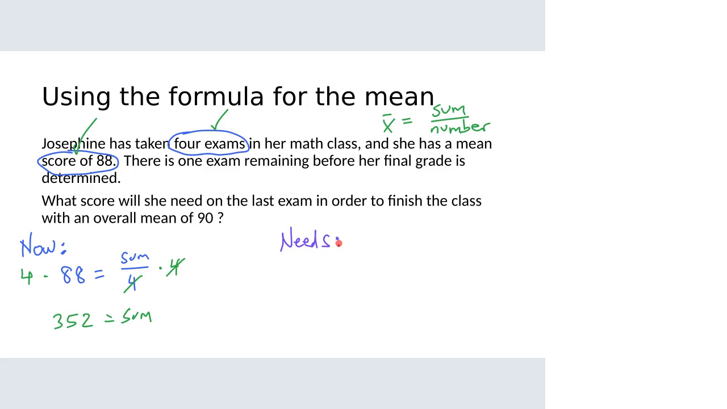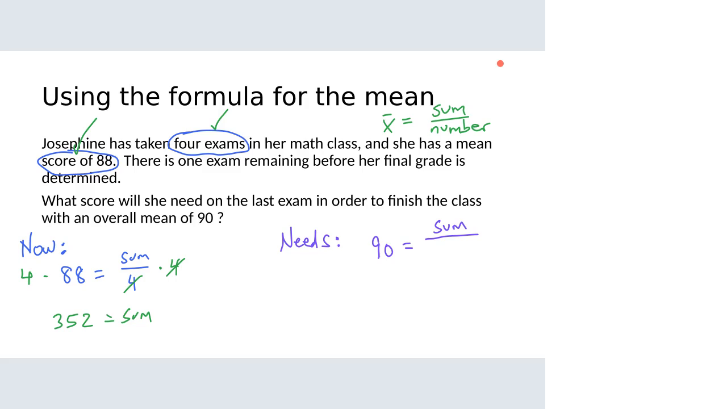Well, she wants to have a mean of 90. So we're going to put 90 in for the mean. We're going to try to figure out the total number of points she's going to need. And here's where the rubber meets the road for this question. Here's the one thing in this one that might trip you up. What number is going to go down here? As far as that overall mean of 90 is concerned, how many exams are we talking about?